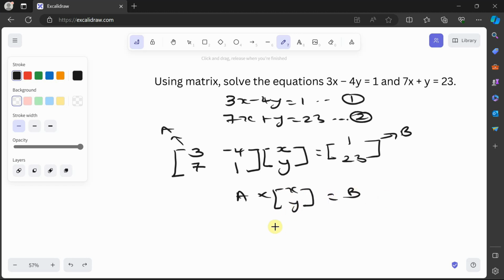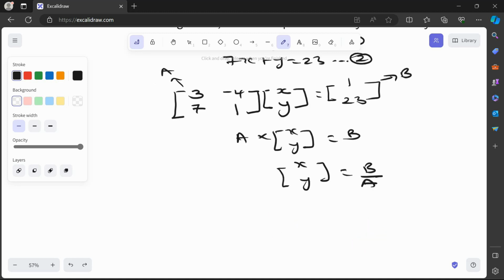If I wanted to find what this x and y is, I would say xy is equal to b over a. Is that not it? I will divide both sides by a. Now if I do that, I can now say xy is equal to, instead of saying b over a, you can say what? A inverse multiplied by b.